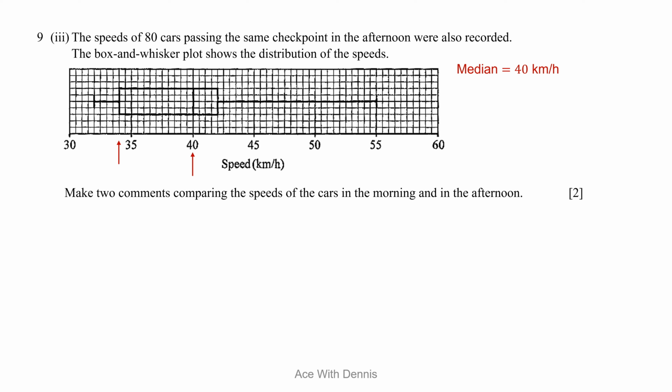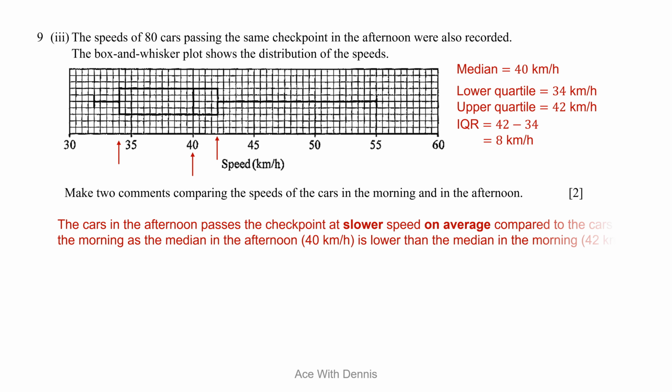This line tells us the lower quartile, which is 34 kilometers per hour. And this line tells us the upper quartile, which is 42 kilometers per hour. Hence, the interquartile range will be 42 minus 34, which is 8 kilometers per hour. So once we get the median and the interquartile range, now we can compare this data and the previous data.